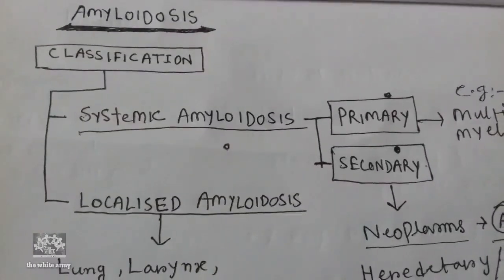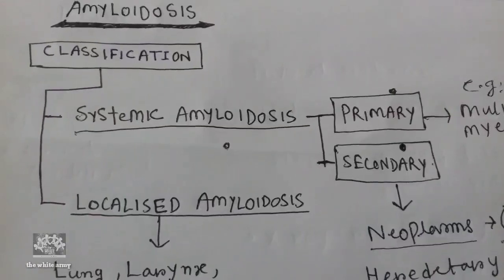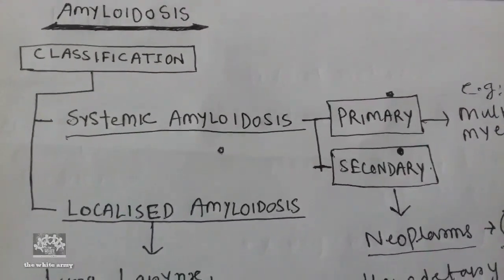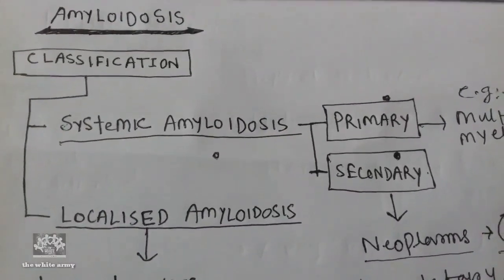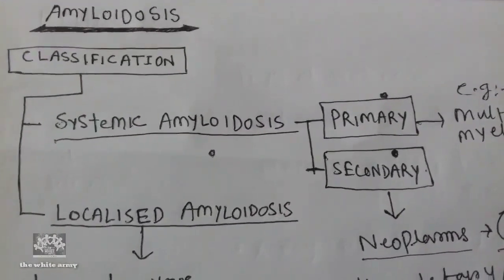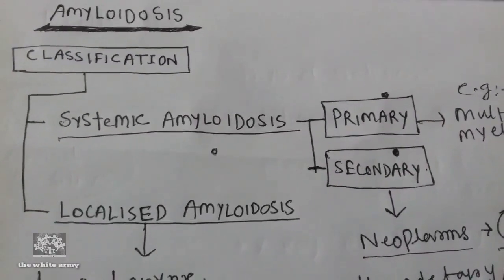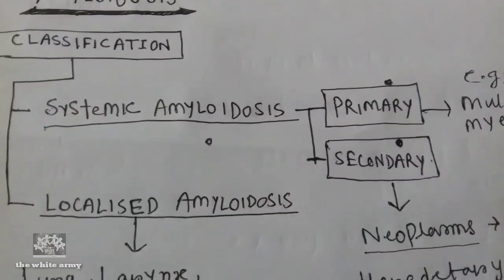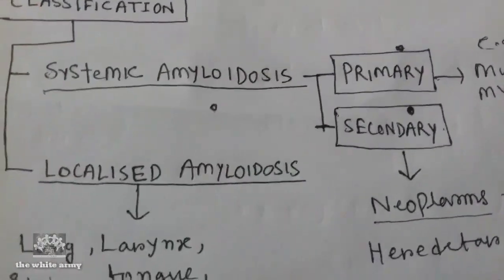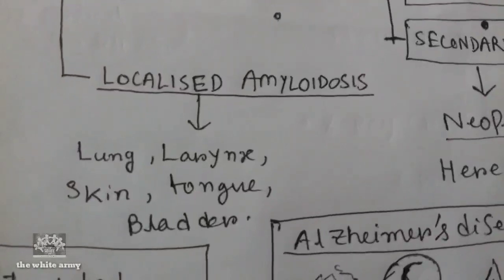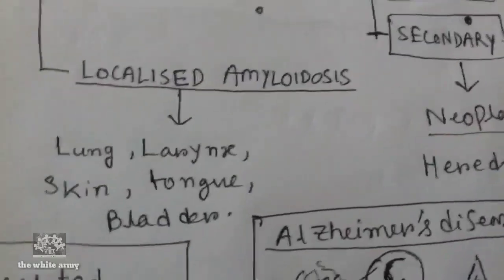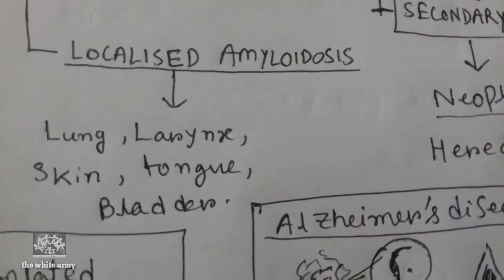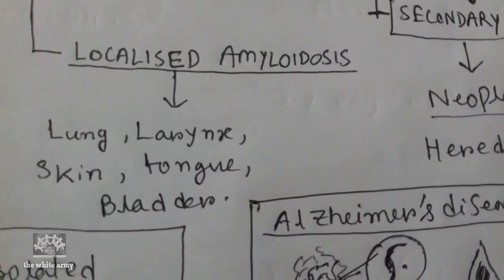Hello guys, now we are going to talk about amyloidosis. It is the deposition of amyloids in extracellular spaces in organs and tissues due to some clinical conditions. We are going to discuss the classification of amyloidosis. It is classified into two types: systemic amyloidosis and localized amyloidosis. Localized amyloidosis is confined to a specific organ, like lung, larynx, skin, tongue or urinary bladder.